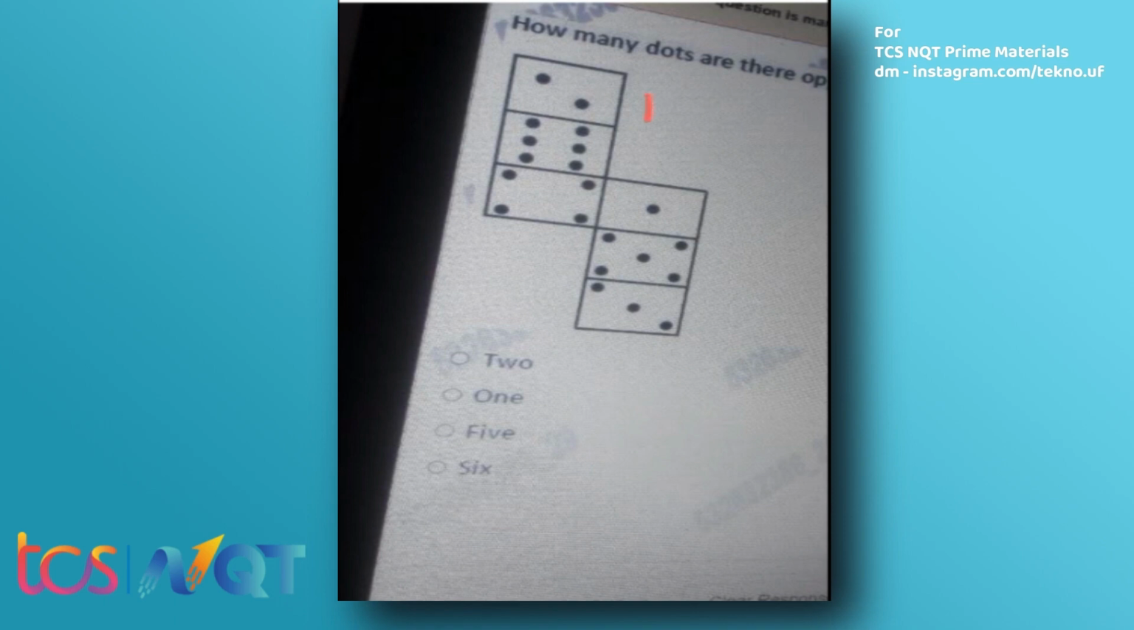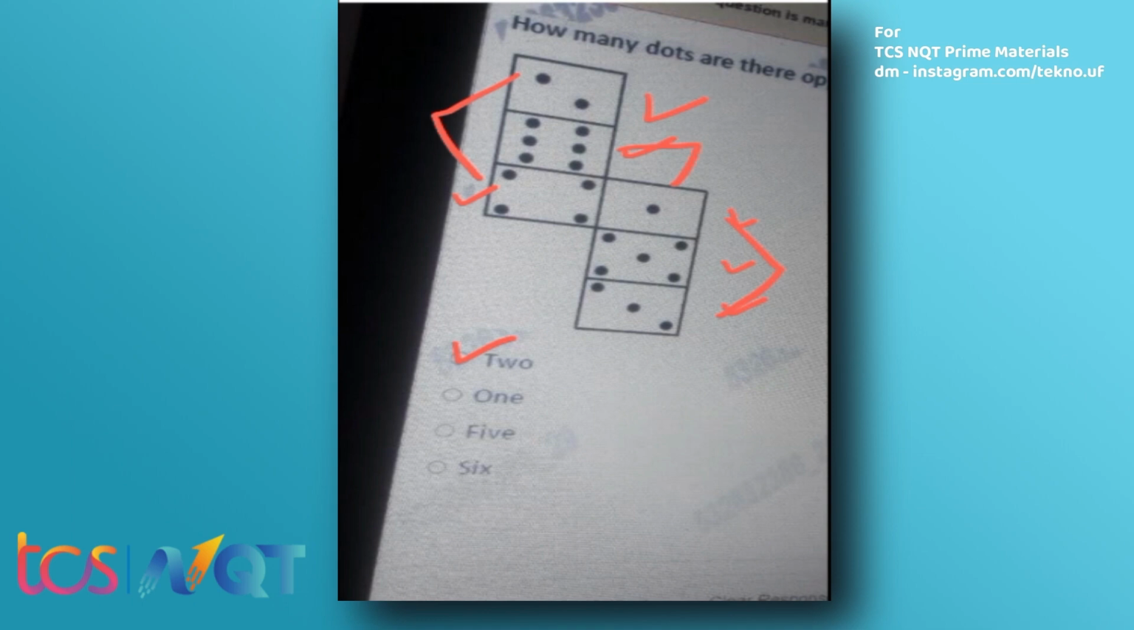So 2, 6, 4, 1, 5, 3. 1 is opposite to 3 and 2 is opposite to 4. The remaining are 1 and 6, so they are opposite to each other. So we have got our answer. We had to pick the opposite of 4, and we got that 2 is opposite to 4. So the correct answer will be 2.